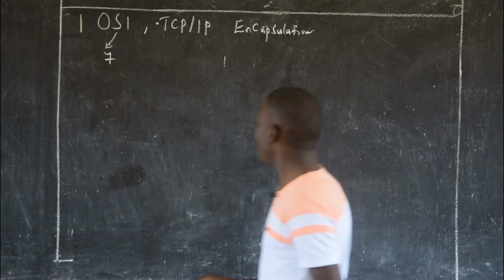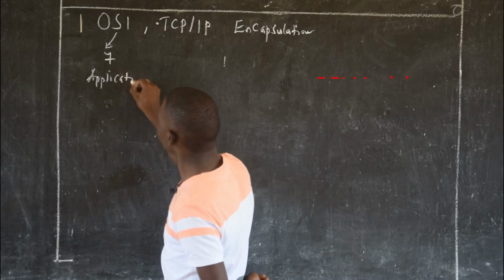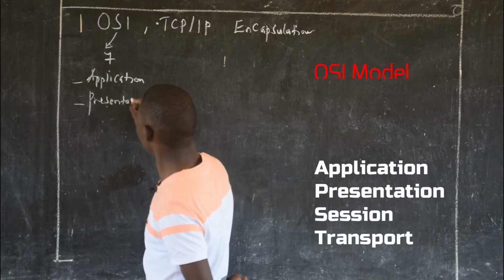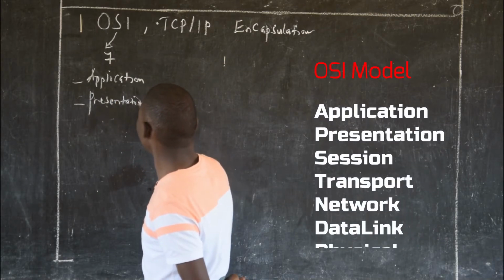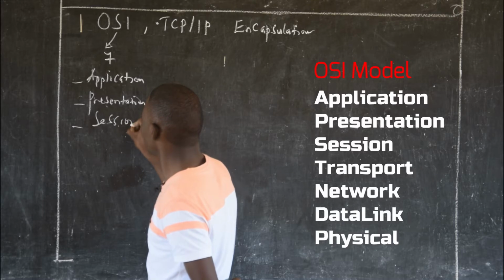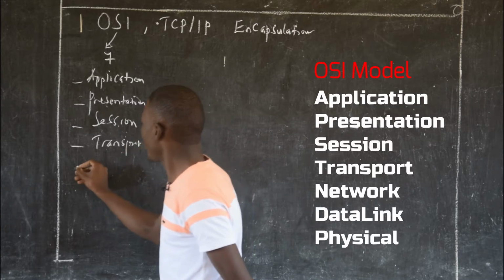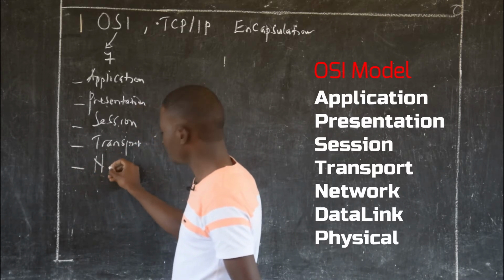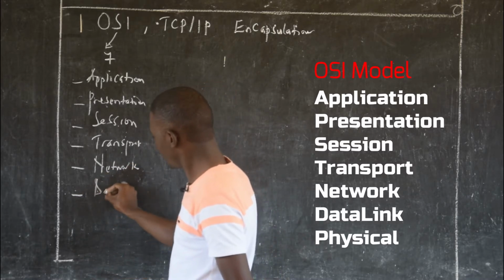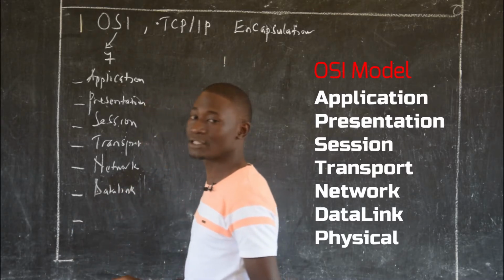So the 7 layers are specifically the application layer, the presentation layer, the session layer. So we have what we call the transport layer. We have what we call the network layer. Are we together? We have the data link layer, and lastly, we have what we call the physical layer.